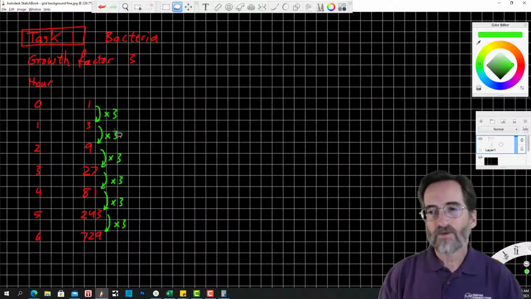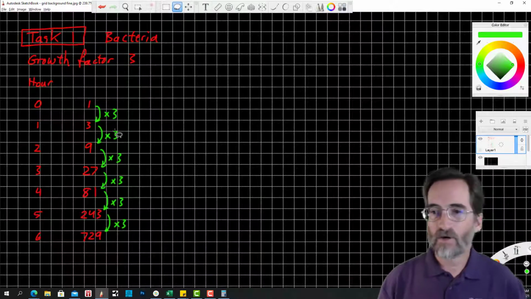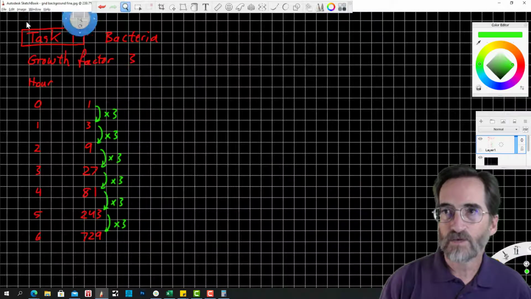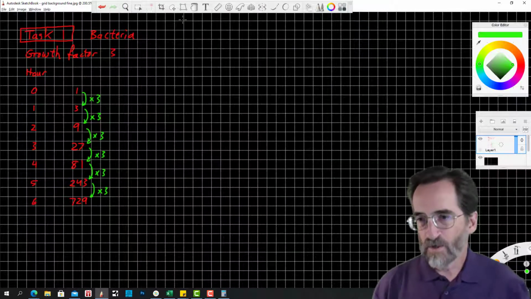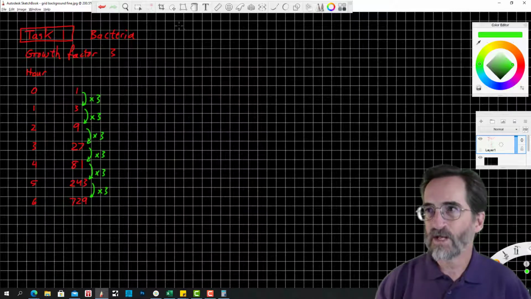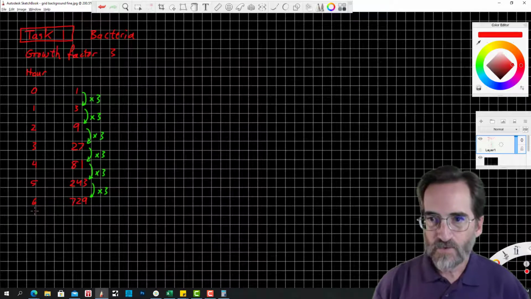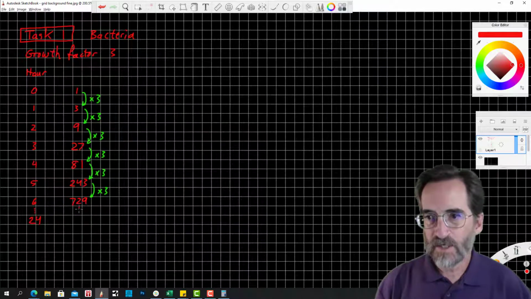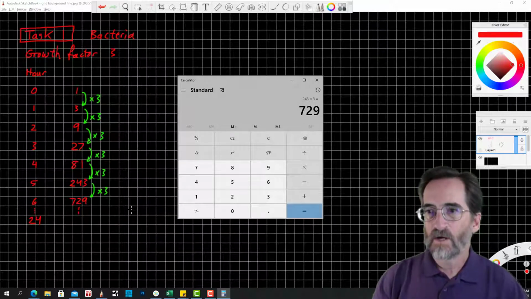Now the task that we've been given is to figure out how many bacteria there are in 24 hours. So we're going to extend this a little bit. I'm not going to write down the table for every single number of bacteria in between, but I am going to do this. I'm going to put 24 as my next number on the table.